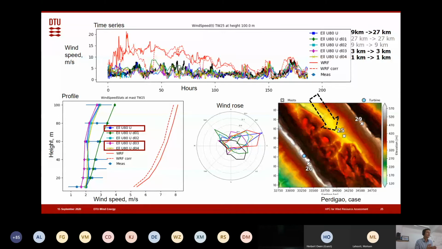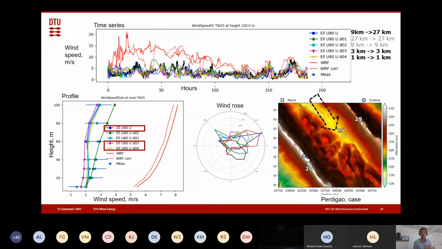And you can see we've got all of these results now, and we can compare it with the measurements from the Pedregal case. And the Pedregal case had a very intensive measurement period where we have a lot of data. And now we're actually at the point where we need to see which of these setups was best. What is the best way of forcing the ellipsis 3D with the information from the mesoscale model?